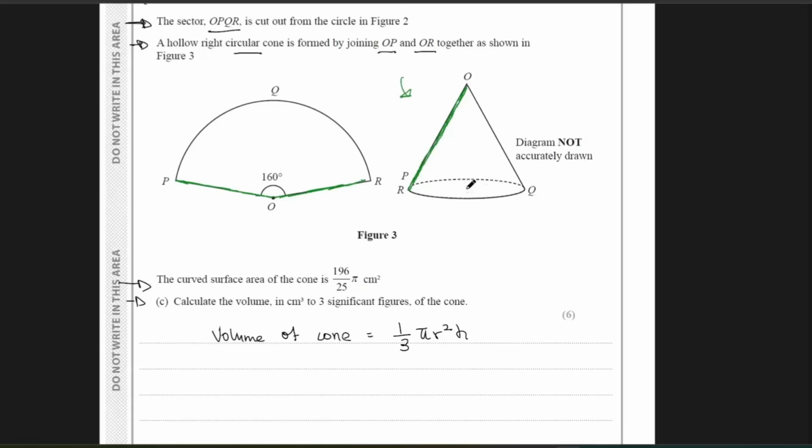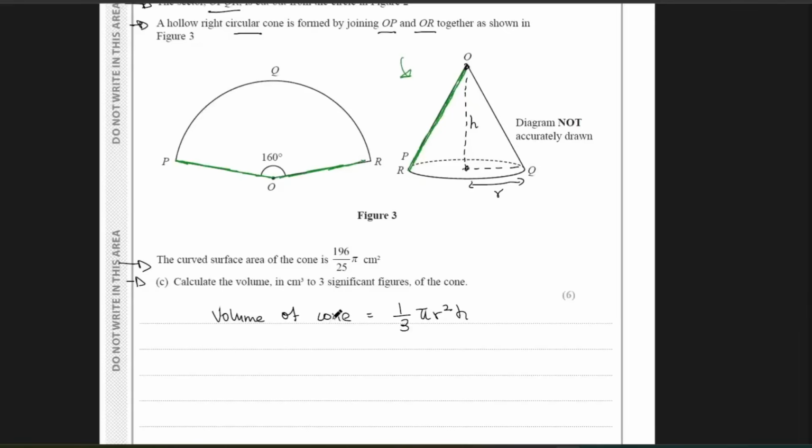That means we need to calculate the radius of the base of the cone, and we'll need to calculate the height. How do we get these? We can use the curved surface area value, 196 over 25 pi. The curved surface area of the cone is the same as the area of the sector. So let's use that.